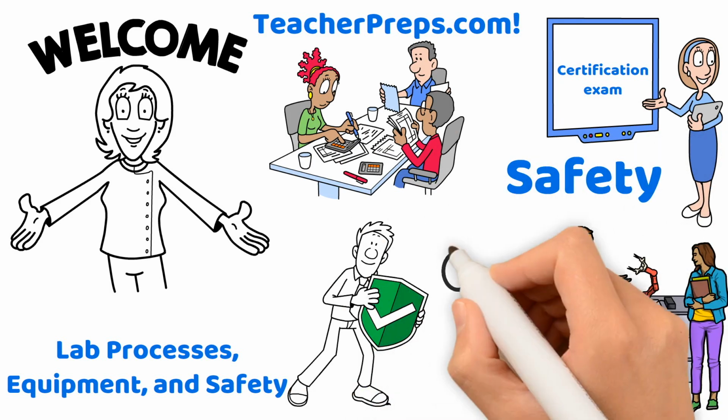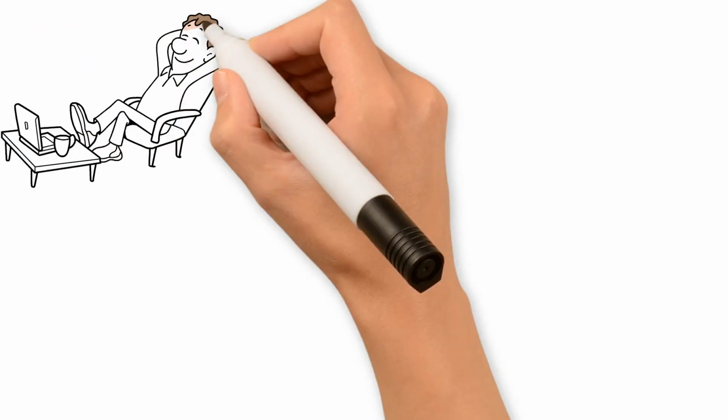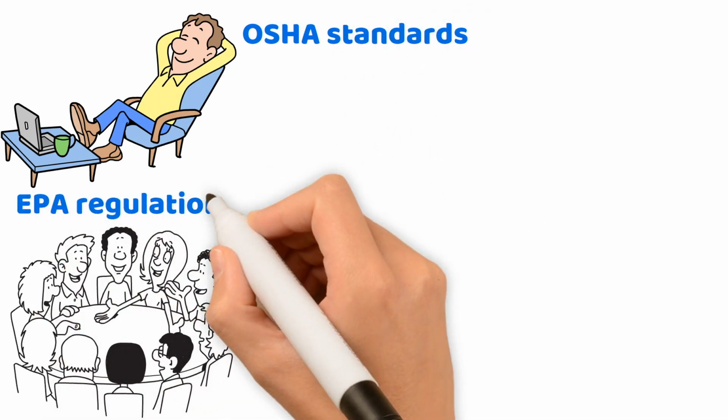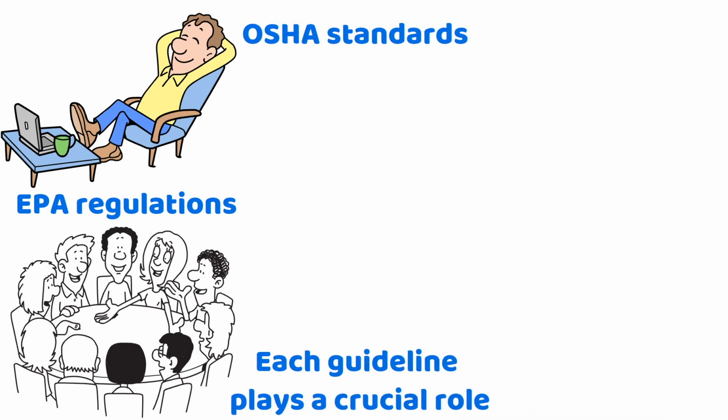Adhering to safety regulations isn't just about compliance. It's about creating a culture of responsibility and care. From OSHA standards ensuring safe working conditions to EPA regulations protecting our environment, each guideline plays a crucial role.